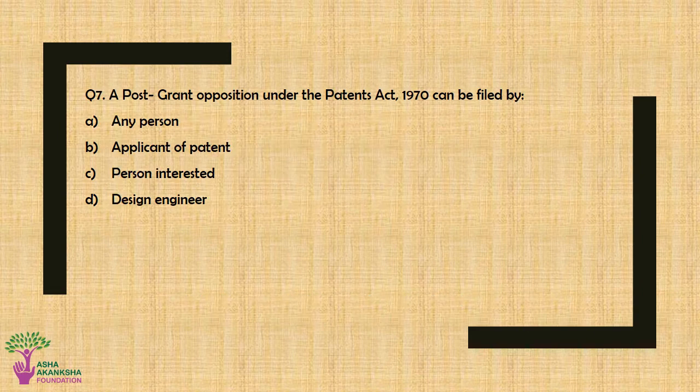Question number 7. A post-grant opposition under the Patents Act 1970 can be filed by Option A, any person. Option B, applicant of patent. Option C, person interested. Or Option D, design engineer. The correct answer for this question is Option C, person interested.